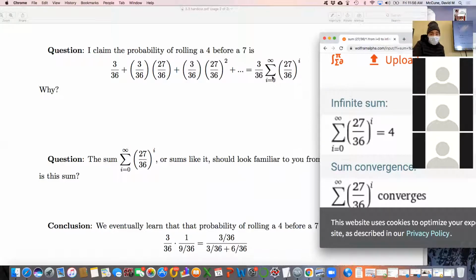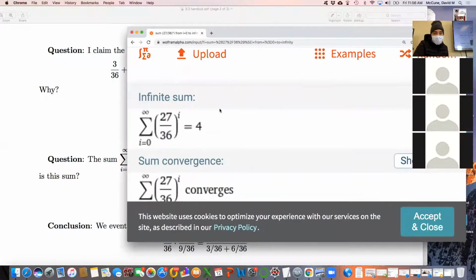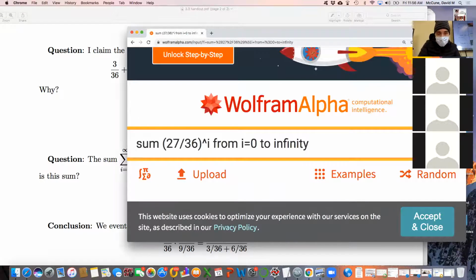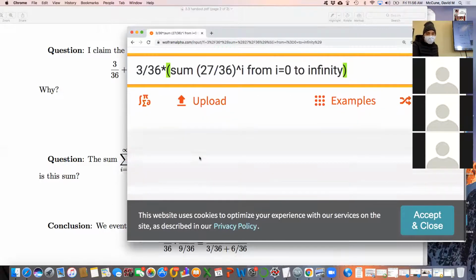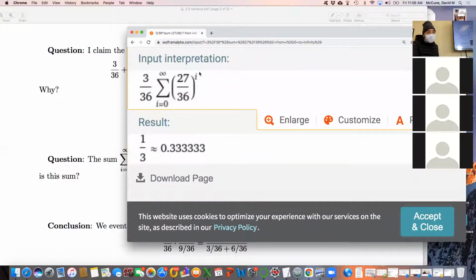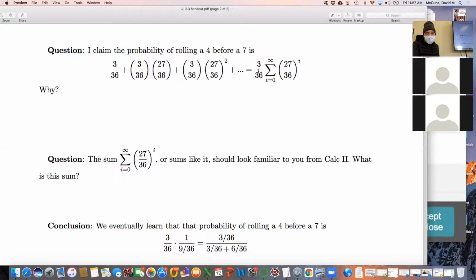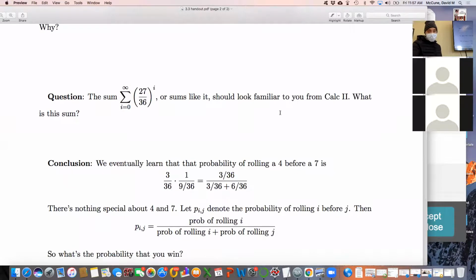Okay. But of course, it was multiplied by 3 out of 36. So let me just put that on there. So we have the full probability here. 3 over 36 times that sum. And it gives us a third. So this probability here, again, Calc 2 is what's under the hood here, gives you a probability of a third. And that's actually what this fraction is here. There's another way of writing a third.